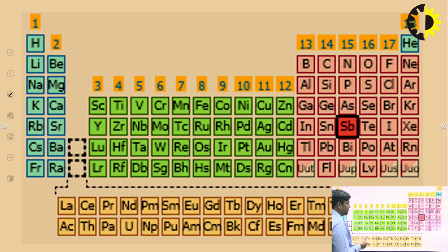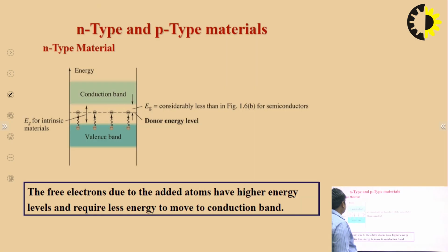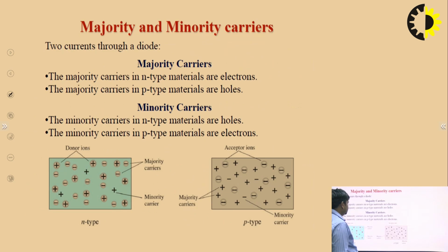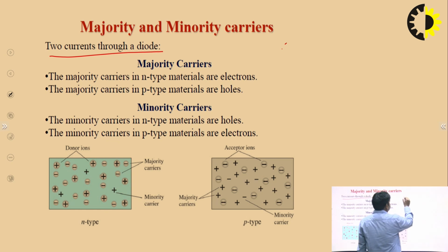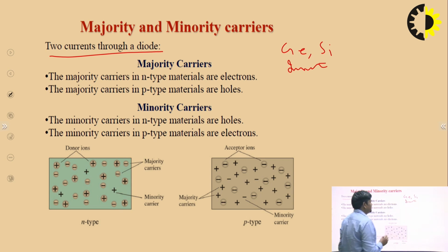So, this is the periodic table. And what are majority carriers? Two currents through a diode. What is the meaning of majority carriers and minority carriers? So, basically germanium or silicon are intrinsic semiconductors. So, what are extrinsic semiconductors?